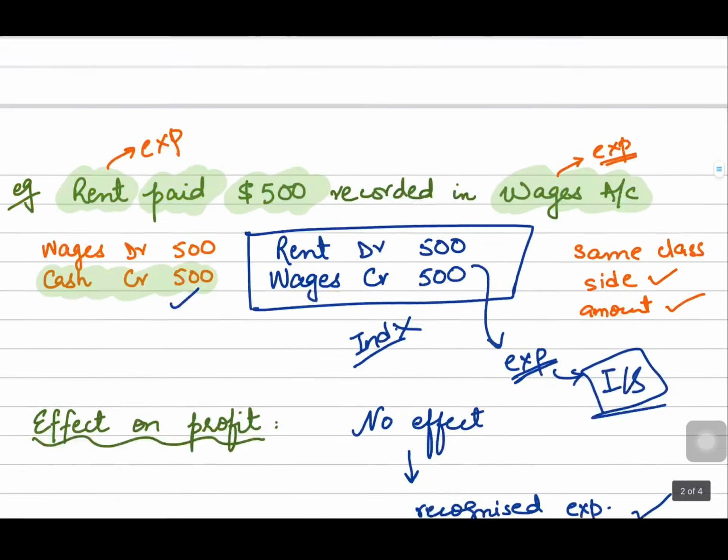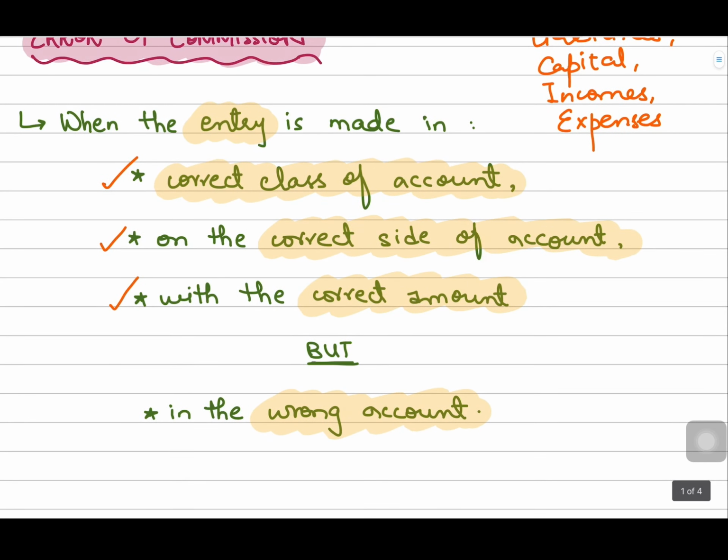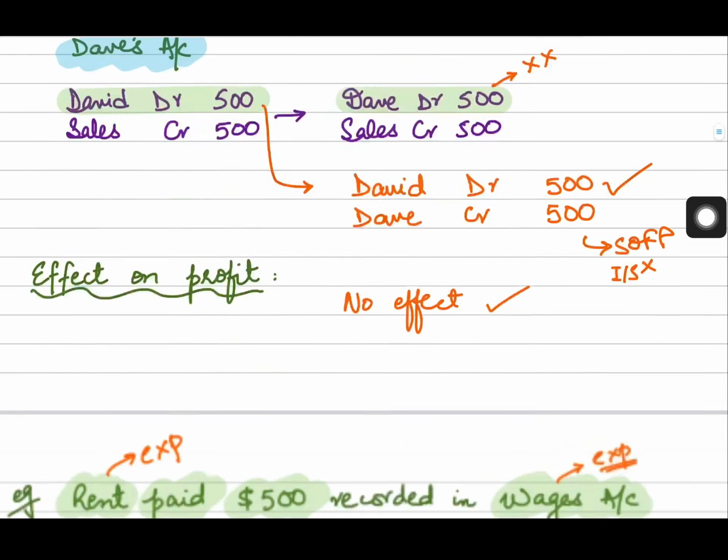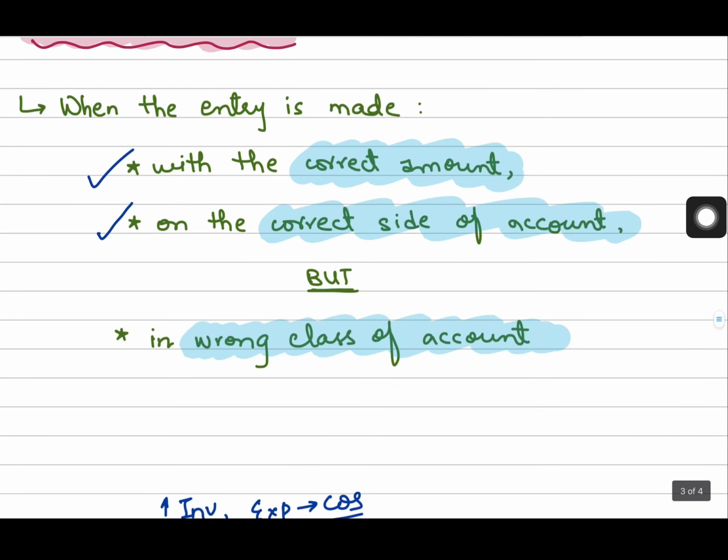So, a quick revision: in error of commission, the class of account is the same. However, in error of principle, the class of account is completely different, right? But in both of these errors, the side of the account is correct, the amount is also correct. The problem is only in the accounts. The accounts are wrong, but in error of principle, the class of account is also wrong, right?